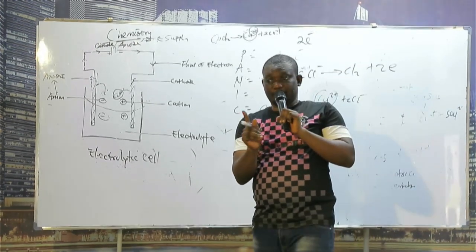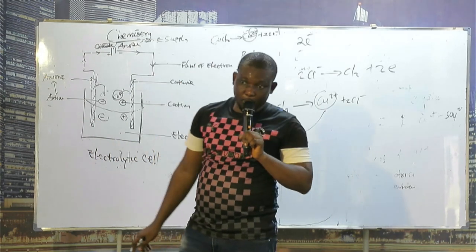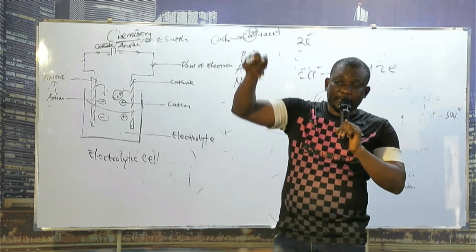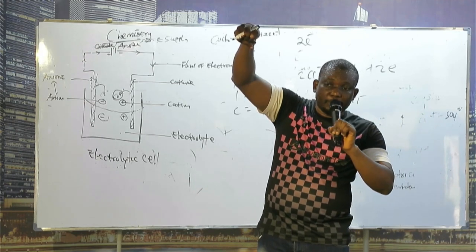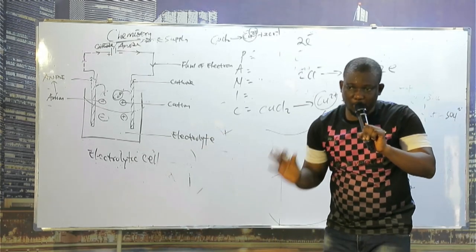If I come to this lesson, I will come with the battery. I'll show you. You will see magic. I'll do a practical here. Then the graphite is the cathode. The zinc is the what? Anode.